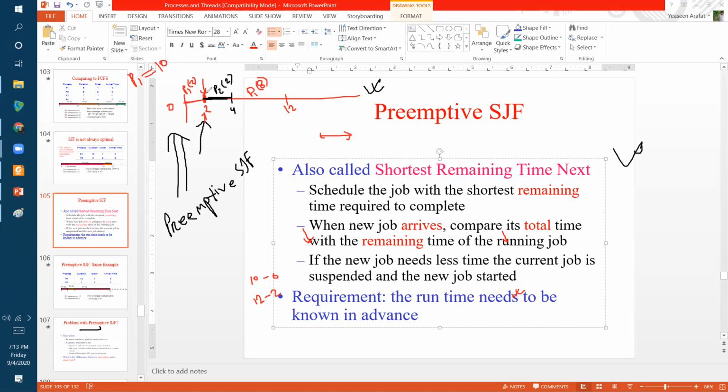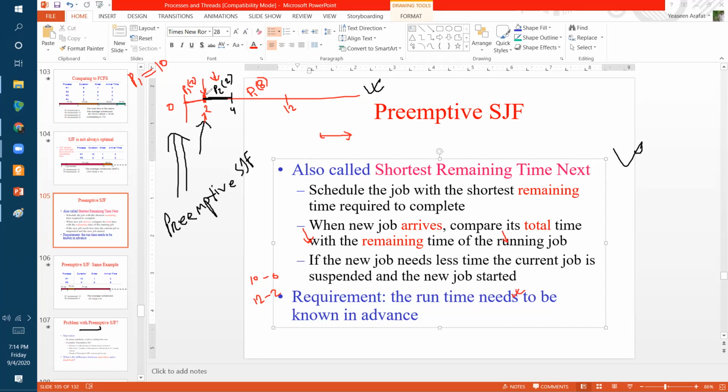So now at second 2, the remaining time for P1 to finish its job is 8 seconds. But P2 comes with only a 2-second job. So the remaining time of P1 is greater than P2's, and P2 will get the chance. It will get the CPU from the scheduler, because the scheduler finds a process with a shorter remaining time than the current job.